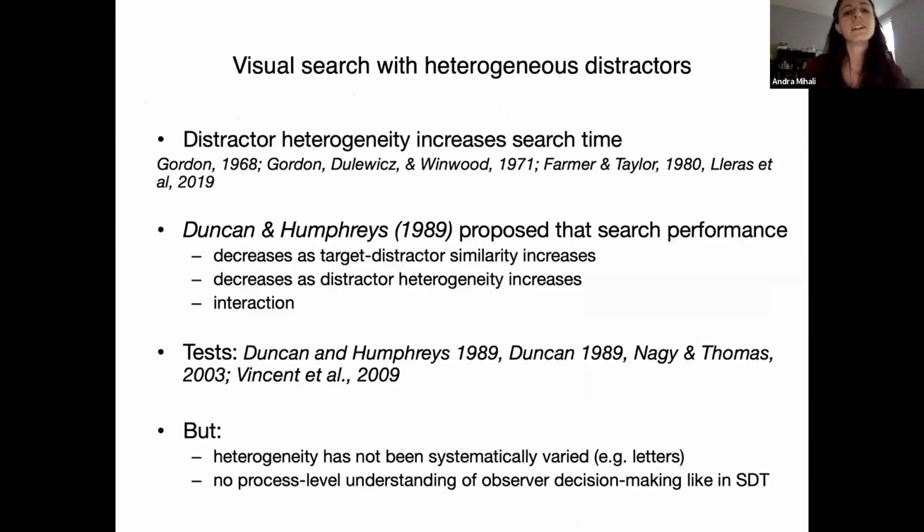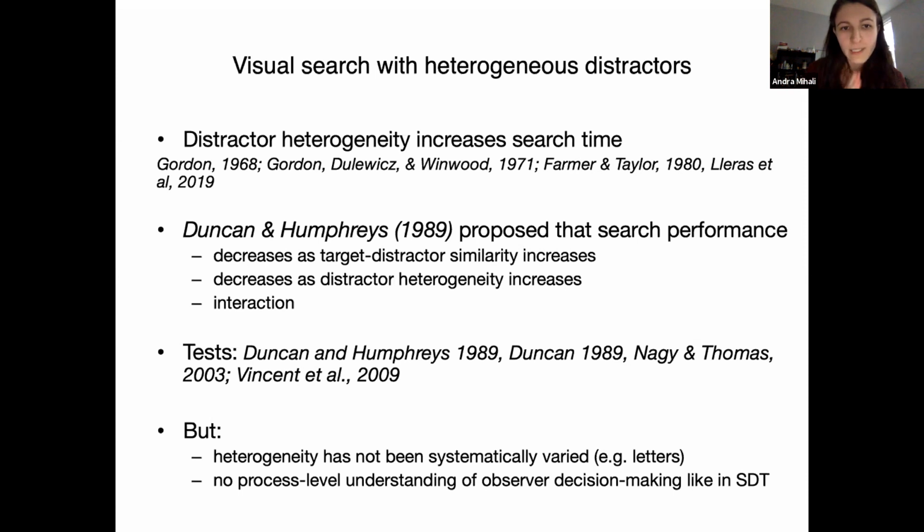Okay, so to be fair, there is some work on visual search with heterogeneous distractors, and a lot of it, but with other approaches that are different than signal detection theory of psychophysics. So early work, as well as more recent, has shown that distractor heterogeneity tends to increase search times.